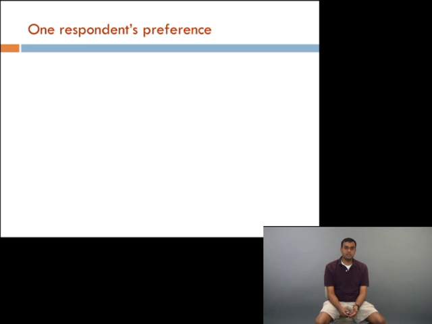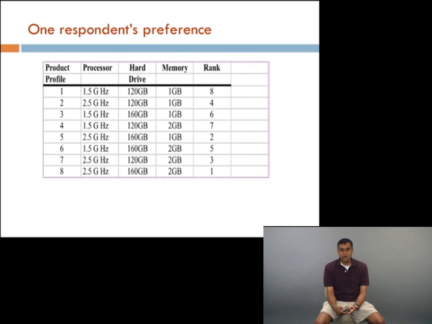The three important things are processor speed, hard drive, and memory. Processor speed, which is one attribute, can come in two levels: 1.5 gigahertz or 2.5 gigahertz. Hard drive can be 120 GB or 160 GB. Memory can be 1 GB or 2 GB. Obviously times have changed, and you might think, what's 120 GB? It's actually 500 GB and 1 terabyte now. But in this stylized context, the same learning can be applied to a 500 GB and a 1 terabyte context.